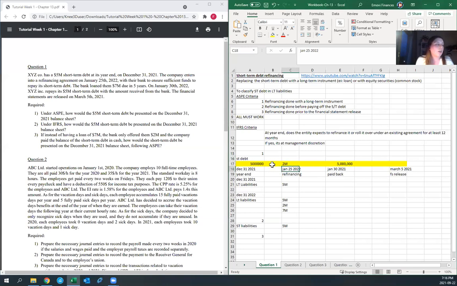So what you're going to do here, the first one is, is the refinancing done with a long-term instrument? The answer is yes, but it doesn't cover your whole amount. It only covers 2 million. So you can't put your complete 5 million into your long-term liabilities. You only have 2 million that can go into the long-term liabilities. So in your short-term liabilities, you're going to have 3 million that's not covered by your loan. And in your long-term liabilities, you're going to put the 2 million of the loan. So in total, in your liabilities, you're going to have 5 million.